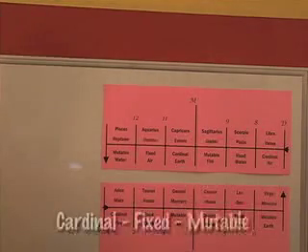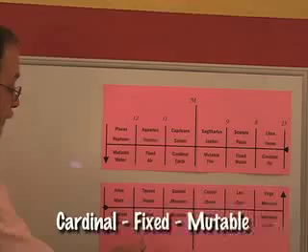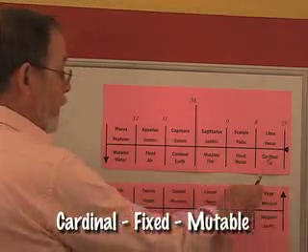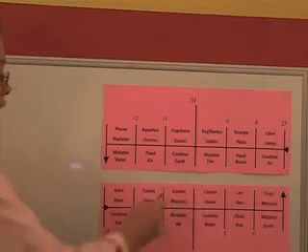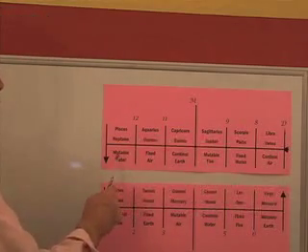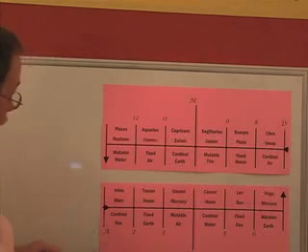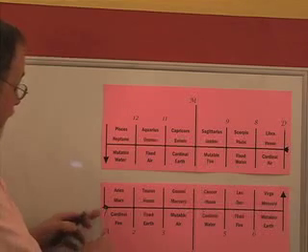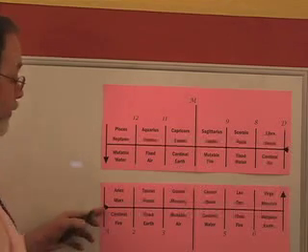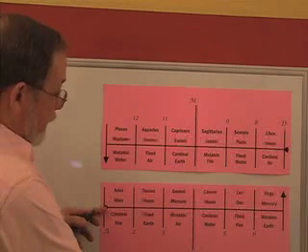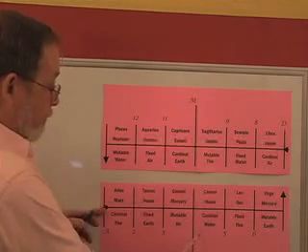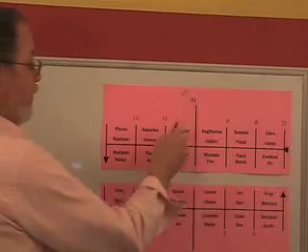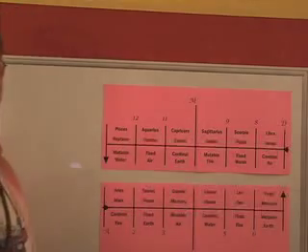And what you will see here is that you have cardinal, fixed, mutable. Now the cardinal signs, you can see it's at a beginning. So the ascendant or rising sign is, in the natural chart, one of the cardinal points. The nadir is one of the cardinal points. The descendant is one of the cardinal points, and the midheaven is one of the cardinal points.